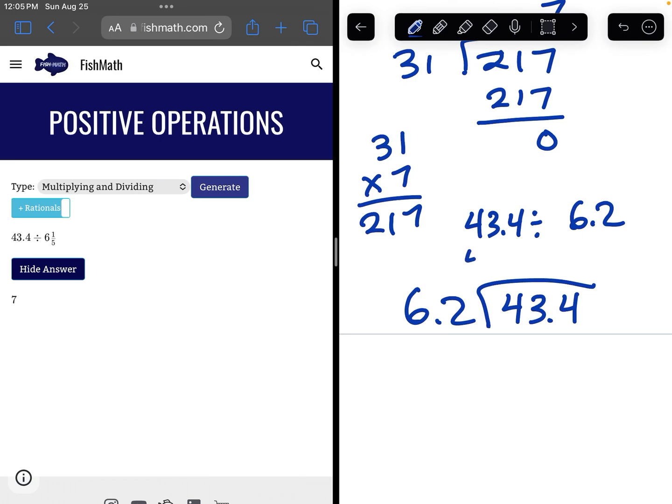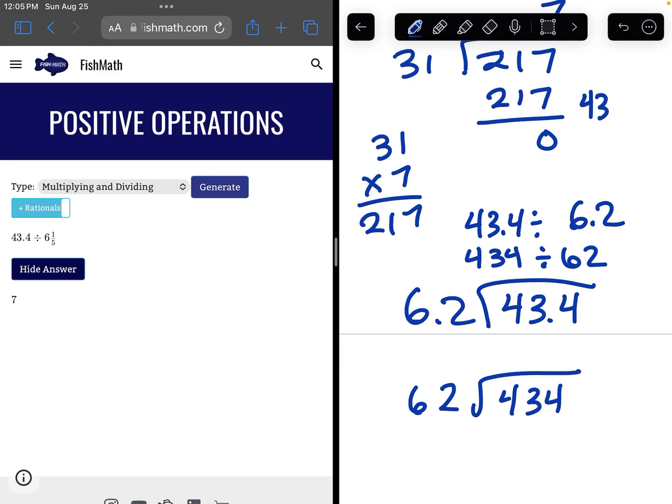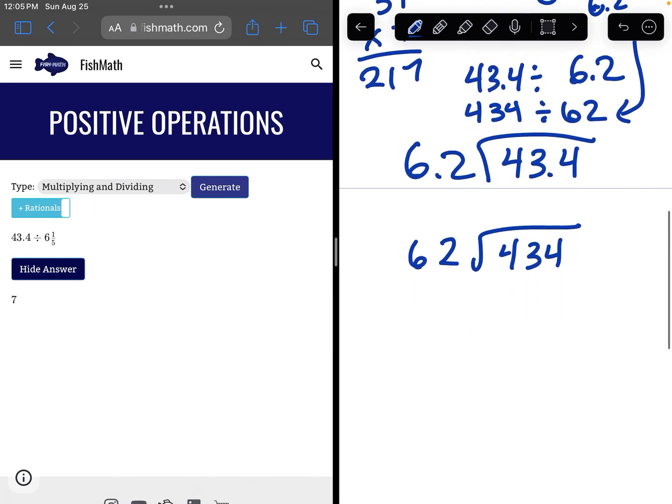This is the same answer as 434 divided by 62. So we're going to rewrite it as that. So 62 divided by 434. And the reason for that is if you think about what this means, you can rewrite it as a fraction, and then you just do times 10 to both parts. That becomes this new division or new fraction, because every division problem is really just a fraction.